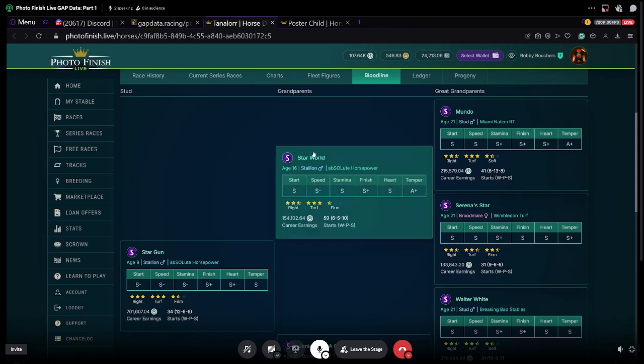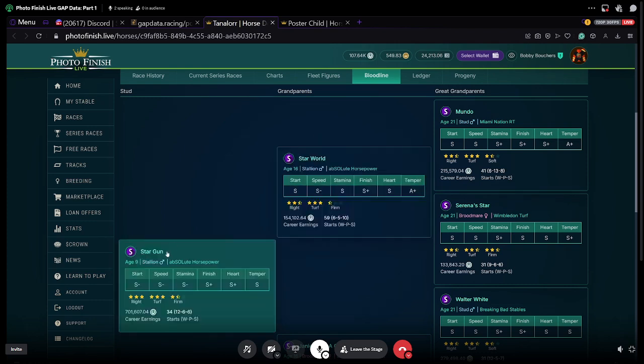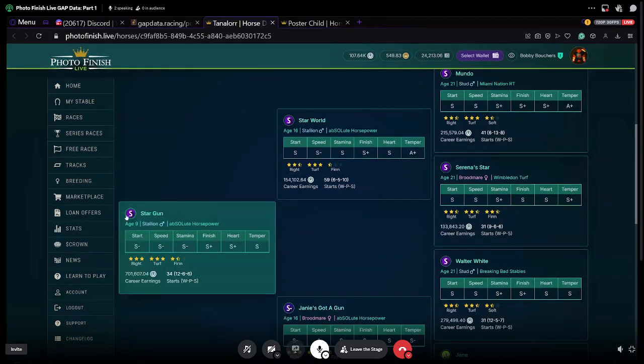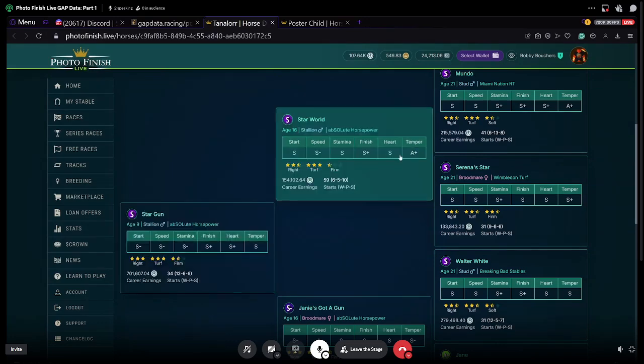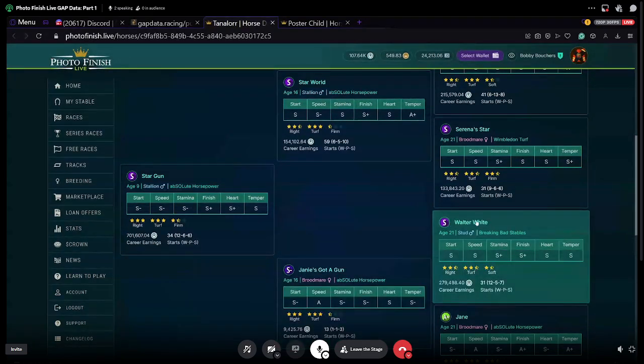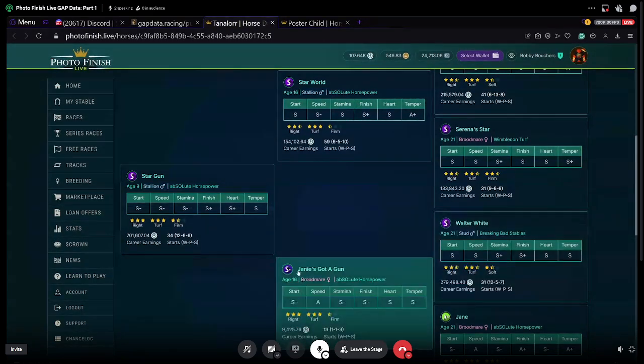But I think the next generation, this Star Gun, is a pretty good horse just by looking at it and also looking at its progeny. But still, I'm not in love with the bloodline. I don't know about Janie's Got a Gun. Walter White is an amazing horse, but I haven't studied him. I don't like this A. I don't like this speed for sure.